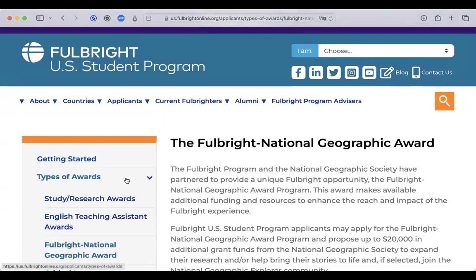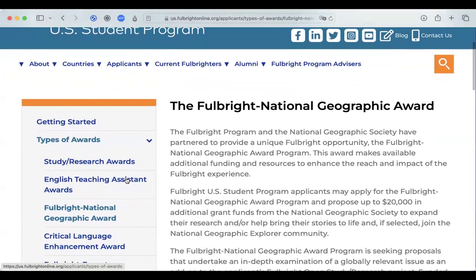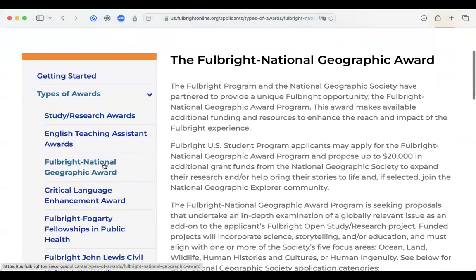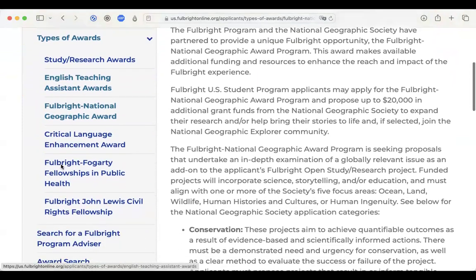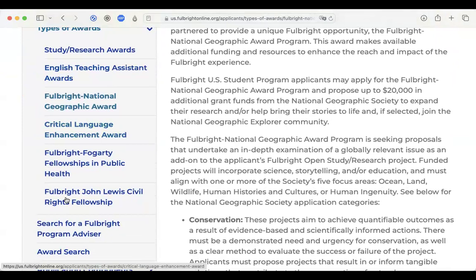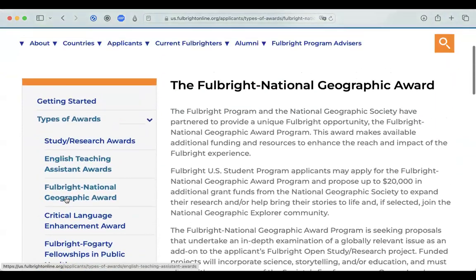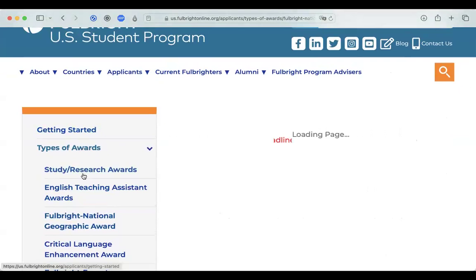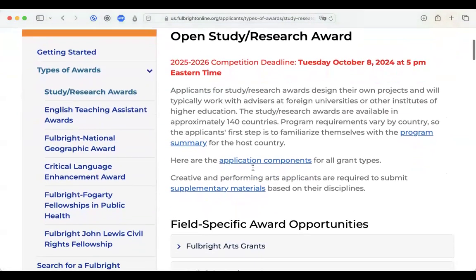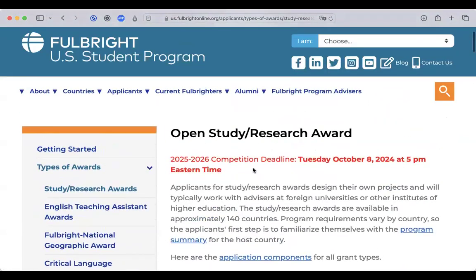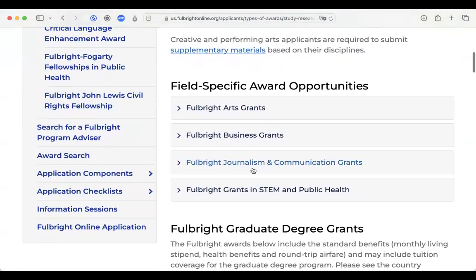Okay, so now we've been talking about irrespective of specialty aside from those last two, but now let's make it a little bit more focused on the language and the artistic areas that how that might come up. And I'll just mention that there is this civil rights fellowship there as well. So in terms of a study and research award, when you are searching, there's the open one, but there are also these field-specific award opportunities.